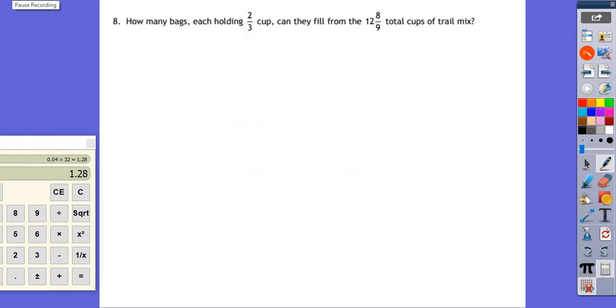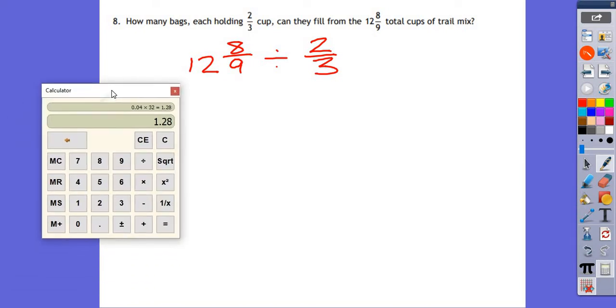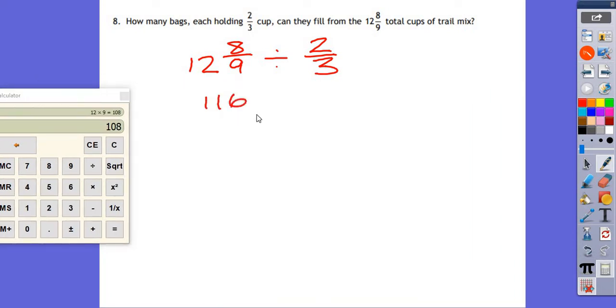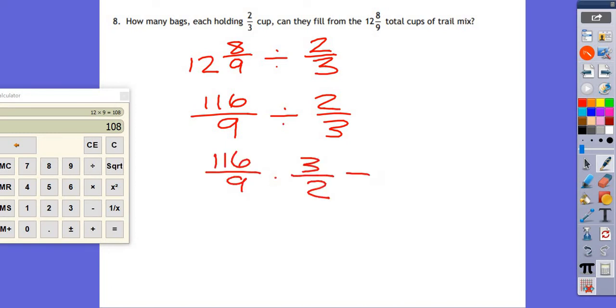All right, let's see how many it's actually making. So we need 12 8/9 divided by 2/3. I don't like working with mixed numbers and dividing, so I'm changing this to an improper fraction, and I'm going to use a calculator. So 12 times 9 is 108, plus 8, 116 over 9 divided by 2/3. We don't divide fractions, we multiply by the reciprocal, times 3 halves. 116 times 3.